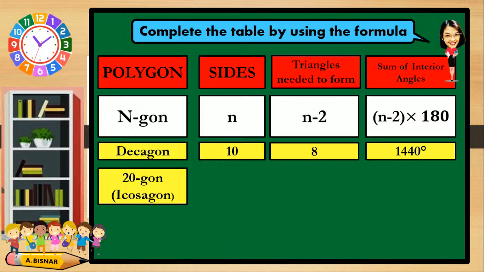Si Villarino lang yan na nagsagot. Oh, pero the answer will be 1,440. If it's a 20-sided polygon, it is called an icosagon. So it has 20 sides. Find the remaining info that we need.